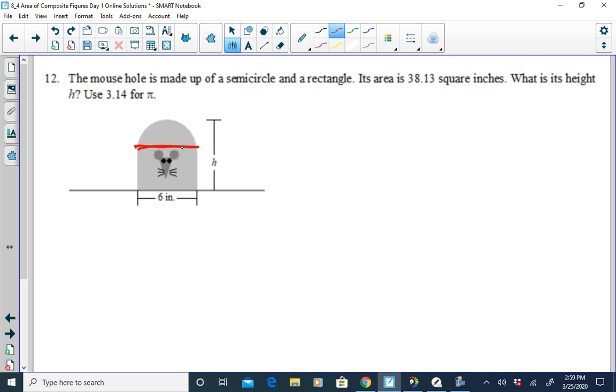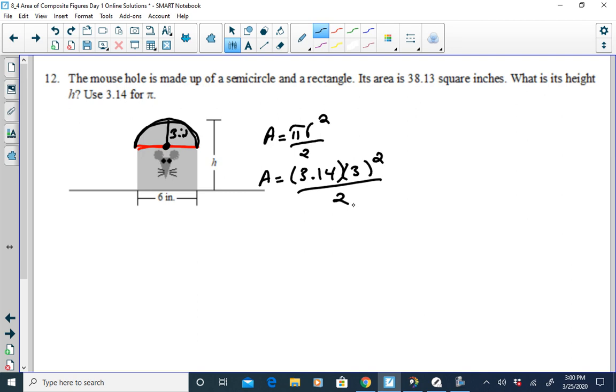Okay. Well, let's see. How can we do this? Well, let's start with the area of the semicircle, right? That's the key, I think. So we want to start by finding this area here. And how are we going to do that? Well, we know that if this is 6, the radius then is going to be 3 inches. Alright, so let's do that. The area of the semicircle is going to be pi times r squared, but because it's a semicircle we take half. So area is going to be equal to 3.14 times the radius, which is 3, squared, but then we need half of that.